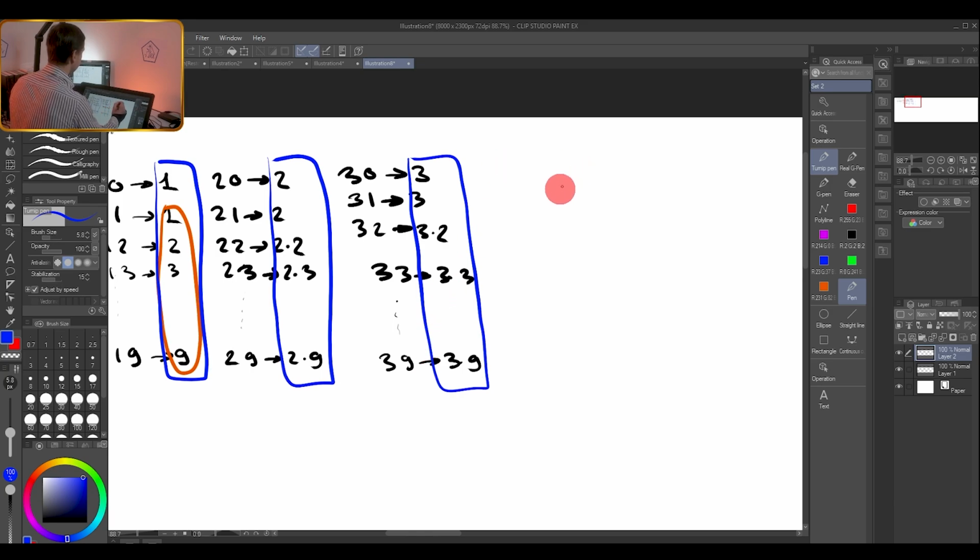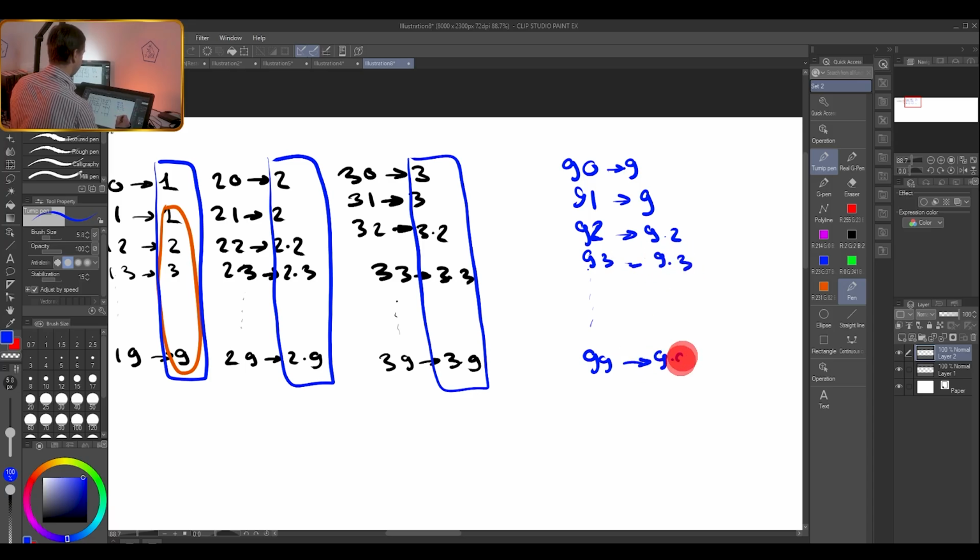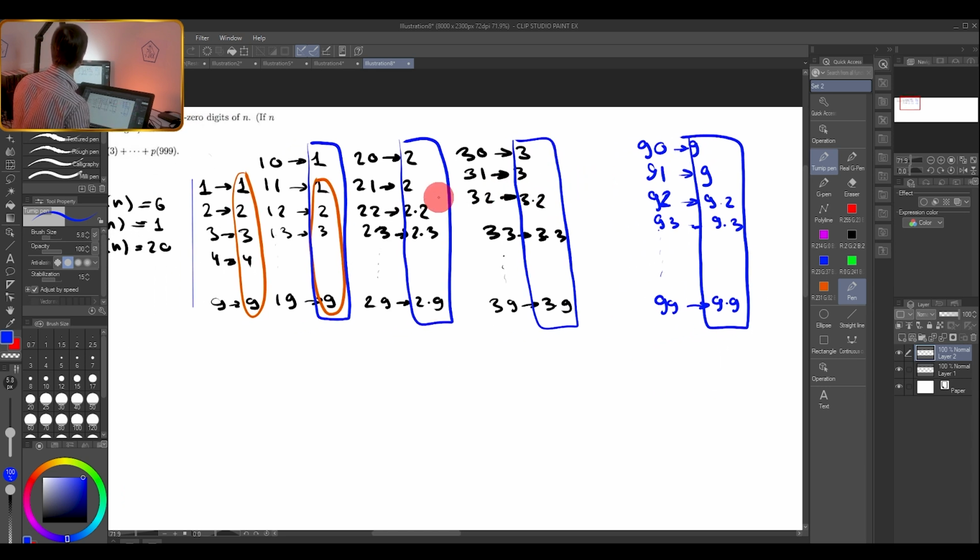And of course, if we look at the last two-digit numbers like 90, 91, 92, and so on, 99, you will have here 9, here you will have 9 times 2 for 92, for 93 you will have 9 times 3, and for 99 you will have 9 times 9. And again, it is the first column just multiplied by 9. Okay, so now we have a very simple pattern here.